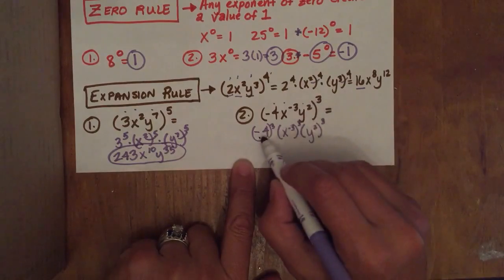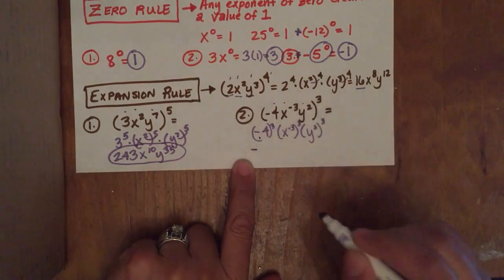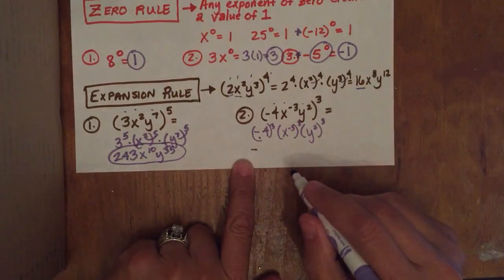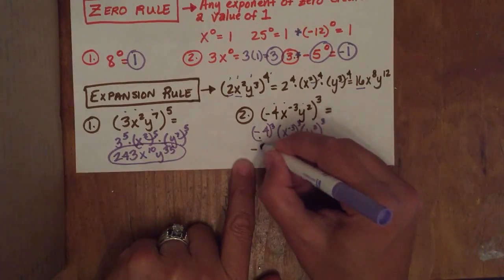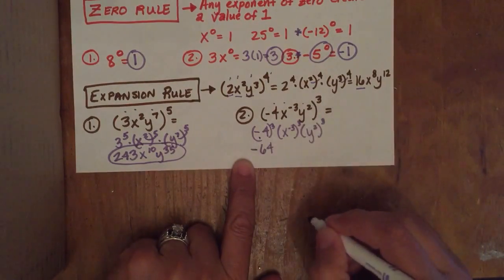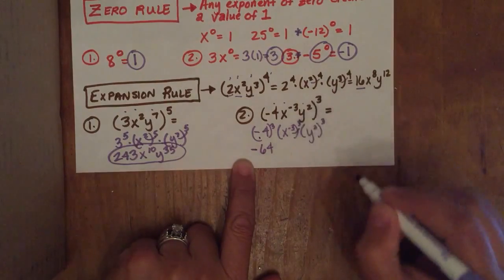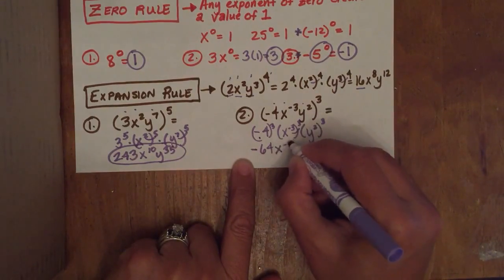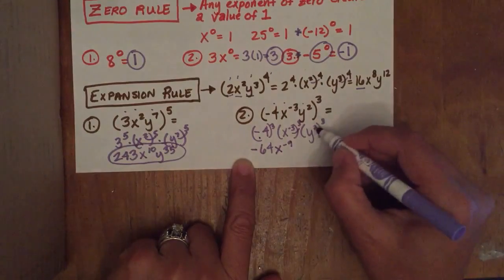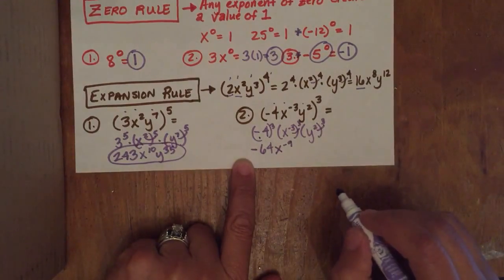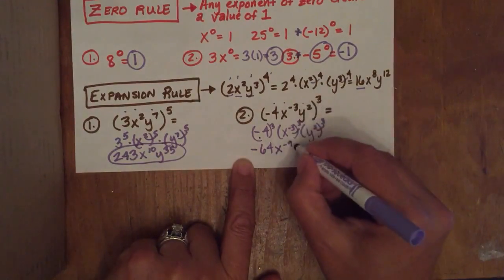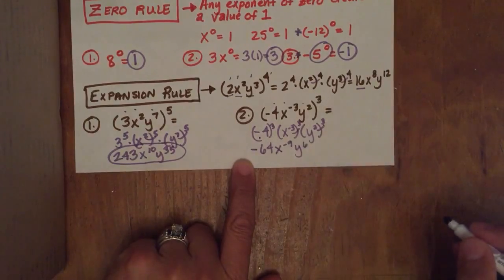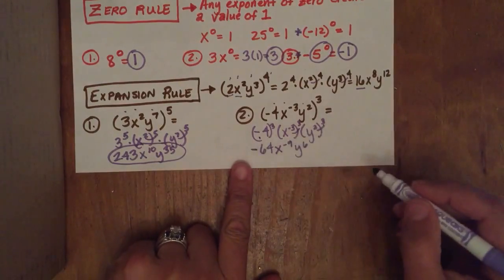-4 to the third power means -4 times -4 times -4. So we're going to get a negative answer because we've got an odd number of negatives we're multiplying. That's going to give you -64. Then I have x to the -3rd to the third, multiply power to a power, so that's x to the -9th. And then y squared to the third, you multiply, so y to the 6th. So that's one way to answer it.